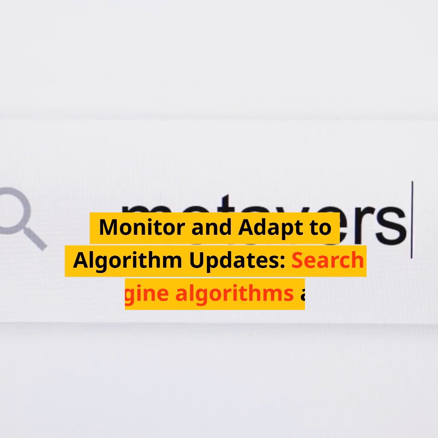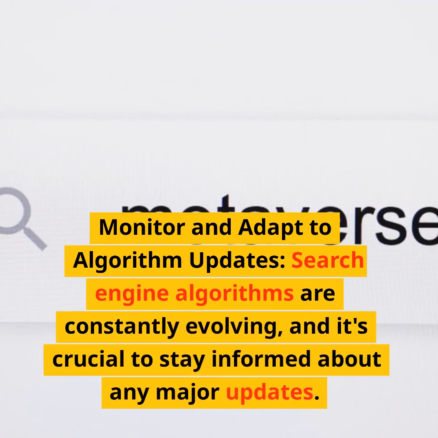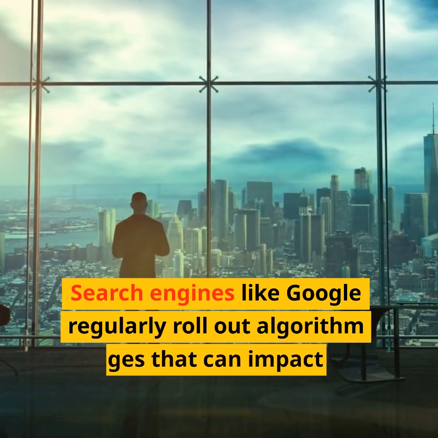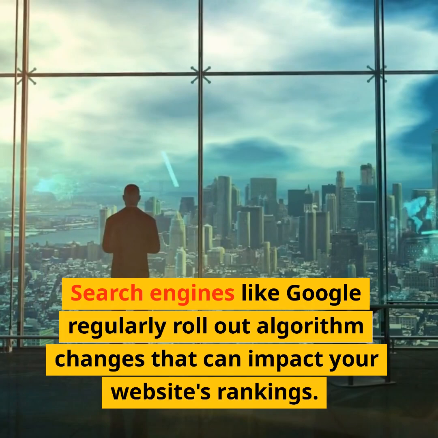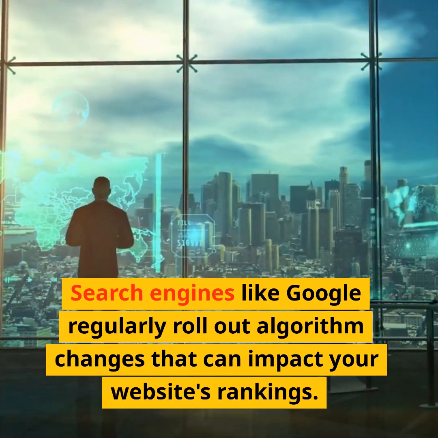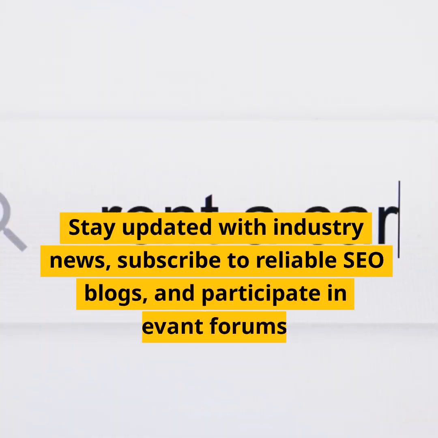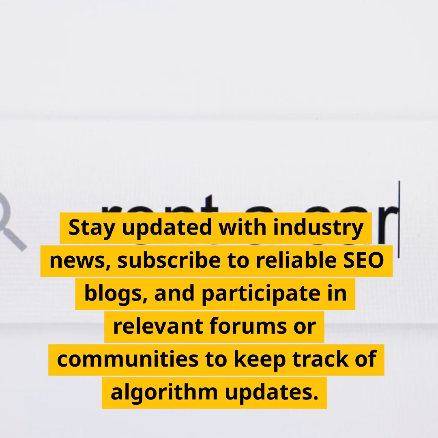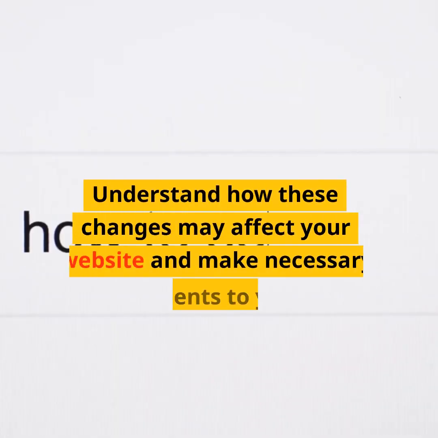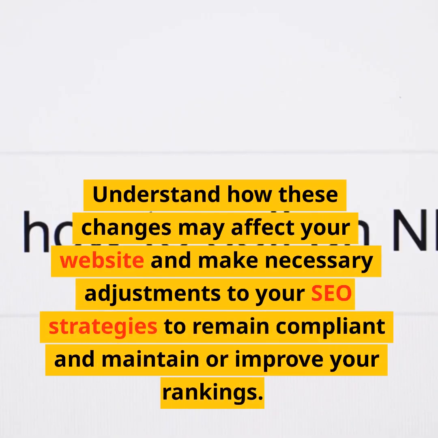Monitor and adapt to algorithm updates. Search engine algorithms are constantly evolving, and it's crucial to stay informed about any major updates. Search engines like Google regularly roll out algorithm changes that can impact your website's rankings. Stay updated with industry news, subscribe to reliable SEO blogs, and participate in relevant forums or communities to keep track of algorithm updates. Understand how these changes may affect your website and make necessary adjustments to your SEO strategies to remain compliant and maintain or improve your rankings.